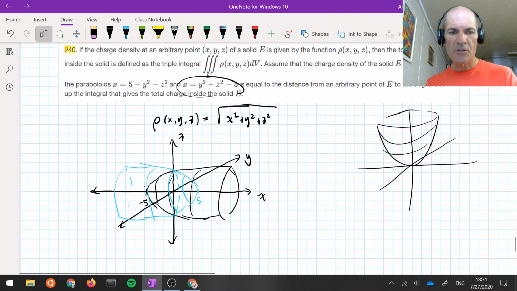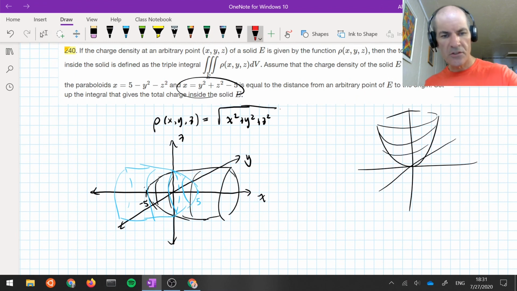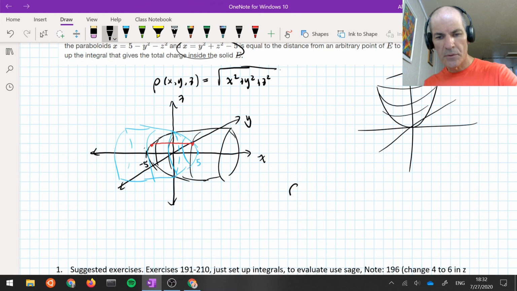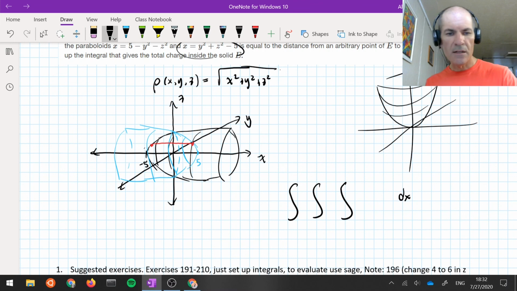So I think the wisest move would be to integrate in the x direction. So that means a line that's parallel to the x-axis, and it's going to start on this paraboloid and end on this paraboloid. This paraboloid is the one with the positive x squared and z squared. So let's start building this integral. We're going to go dx, and then honestly, looking ahead, I see that in the YZ plane, this region is going to be circular, so it doesn't really matter. Maybe we'll do dz dy.